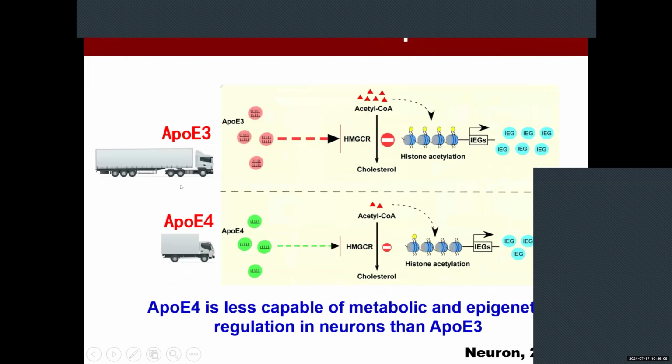Then we used EM to analyze different ApoE particles and compare E3 and E4. We found E3 particle is actually much bigger than E4, meaning E3 contains many more microRNAs, so ApoE3 can have a stronger regulatory effect than ApoE4 in terms of histone acetylation and gene expression regulation. So this is the first part of the work, about how ApoE particles can carry microRNA to regulate neuronal function involved in Alzheimer's disease.